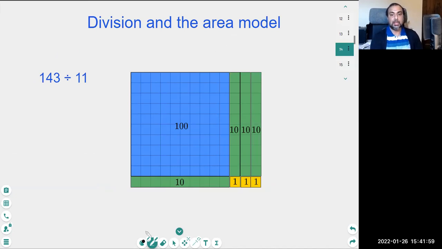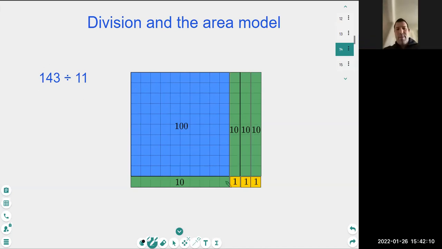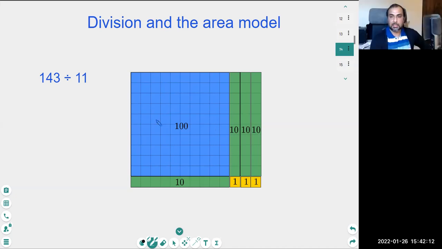So division and the area model. Division is one of the trickiest of the four operations, actually. So what does it mean to divide? It means you take 143. So there's 143 here. This is a 10 by 10. These are actually Dienes blocks or base 10 blocks, and algebra tiles are an evolution of these, or they come across after this. And the exchange rate here, by exchange rate I mean you can have 10 ones to make a 10, and 10 tens to make 100.